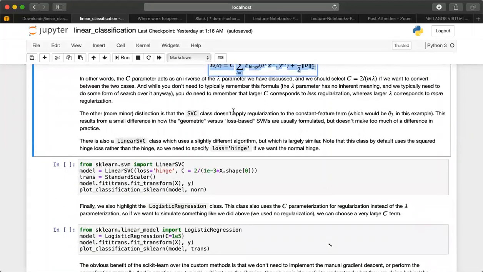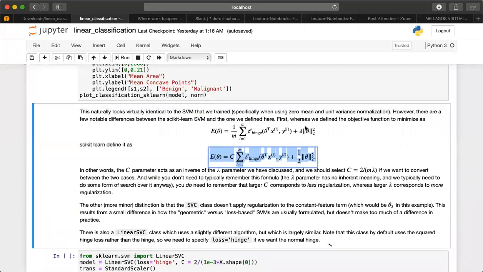And then another thing, scikit-learn doesn't apply regularization to the constant feature term, that's theta 3, right? So in our own case, we actually apply regularization to theta 3. Theta 3 is like your intercept, like we have said before. So our own method of regularization will also apply regularization to theta 3.